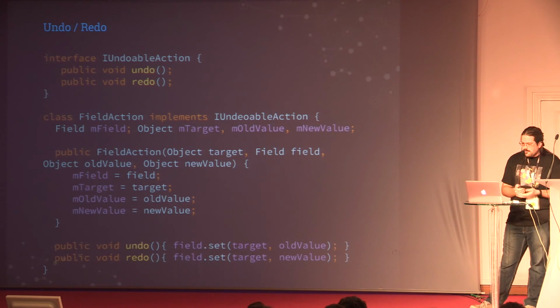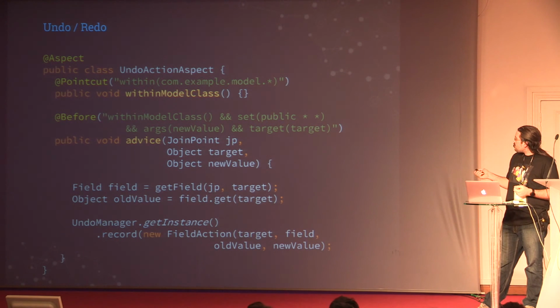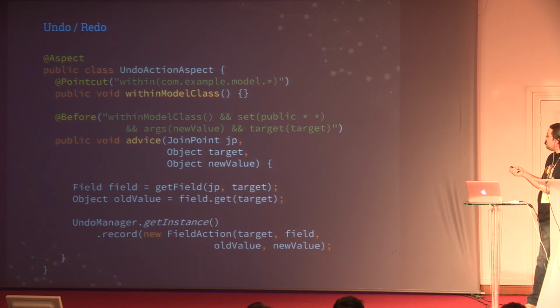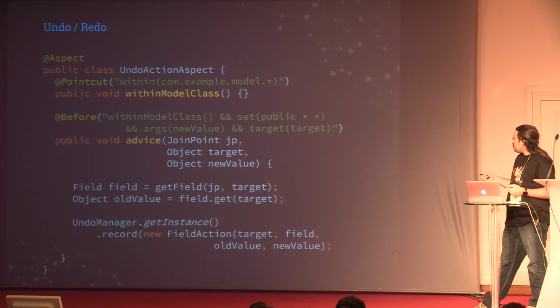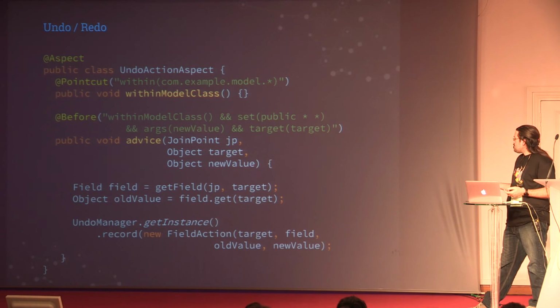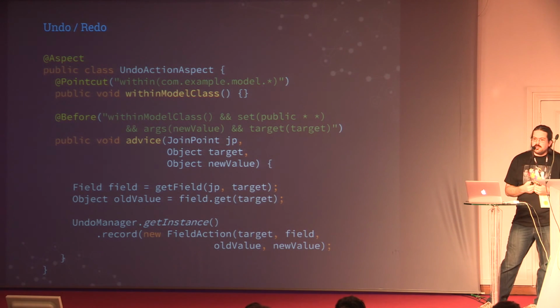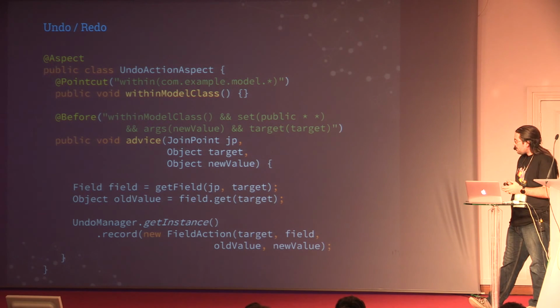And the aspect itself lets me capture, for example, any classes inside a package. I can then use the before annotation to run the advice before setting a new value at any public field inside my model class, and capture the new value and the target of the set method. And just like this, I can create my new field action and pass it to the undo manager.